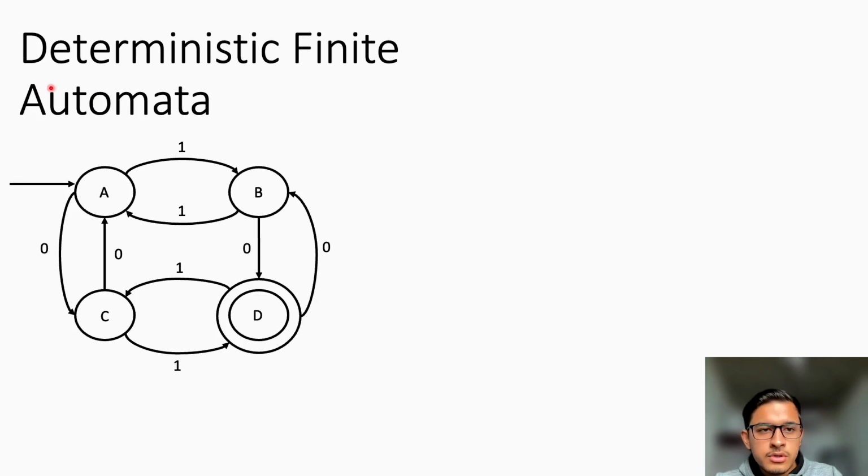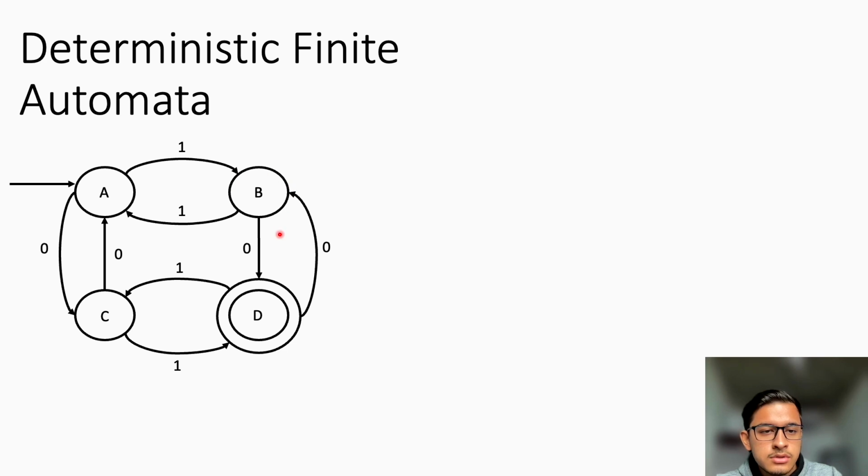So now let us talk about deterministic finite automata or the DFA using a diagram. So this is our diagram. Here you can see there are some circles in which there are some alphabets A, B, C, D, and the D is in the double circle, and there are some arrows going from A to B, B to D, D to C, and so on, and there are some labels of 1 and 0 in the diagram. First of all, talking about the arrow that is coming from nowhere and pointing towards A, this is our first state or the start state.